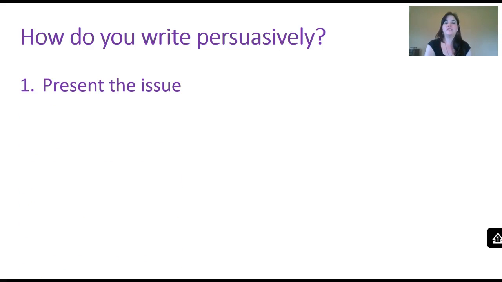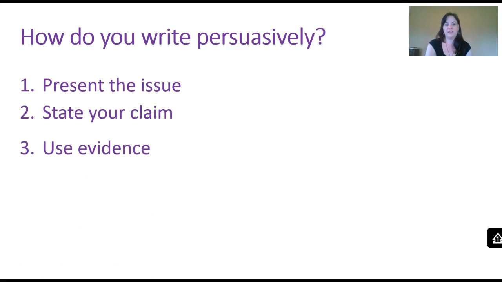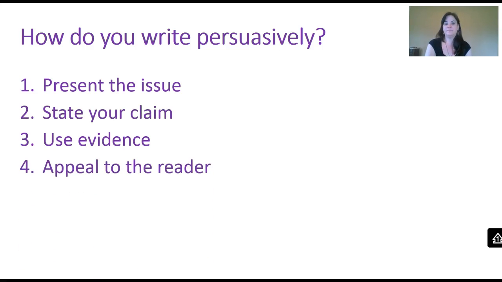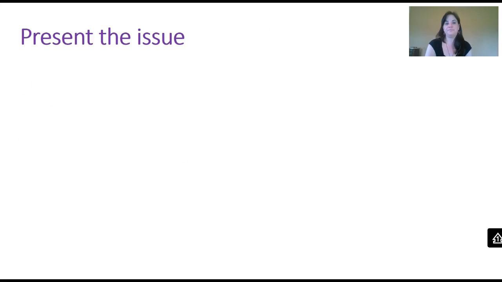You need to present your issue, and then you need to state your claim. So first provide some background information of the issue, of the topic at hand, and then state your claim, what you think about it and what your argument's going to be. Use evidence to back up your claim. This is your complete argument, the means that you're going to use to persuade your reader. Appeal to your reader to try to get them to agree with you, and focus on your goal. We're going to go through each of these steps in more detail.